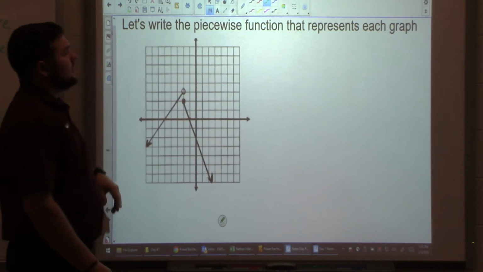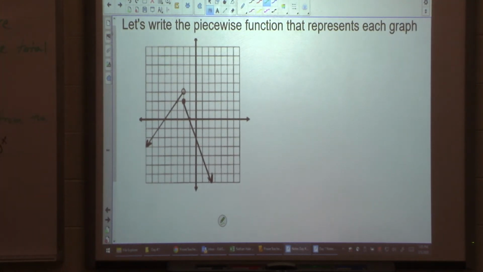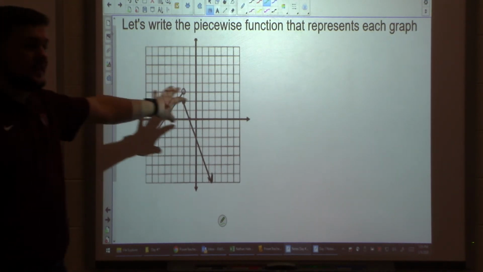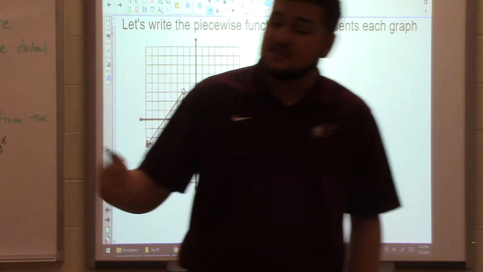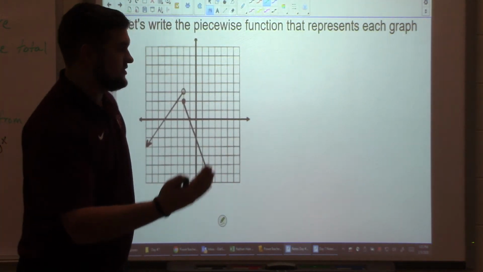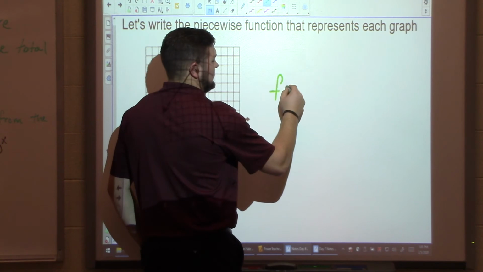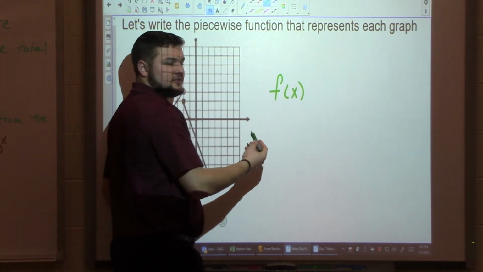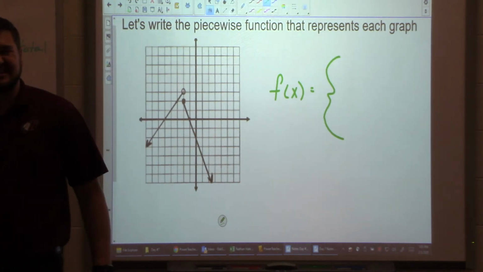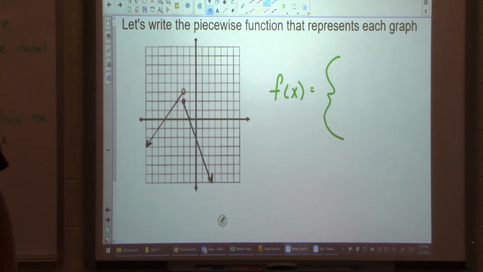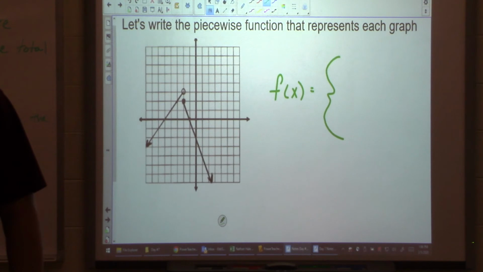Okay, writing piecewise functions off the graph. What's going to happen is they might give you a graph like this and ask you to write your piecewise function. The first step is to name your function. You can use f of x, you can use g of x, whatever you want. I use f of x most of the time. So f of x equals, a nice little squiggly line. I don't know what that's actually called. It's probably got a real name, but I don't know what it is. A boundary.